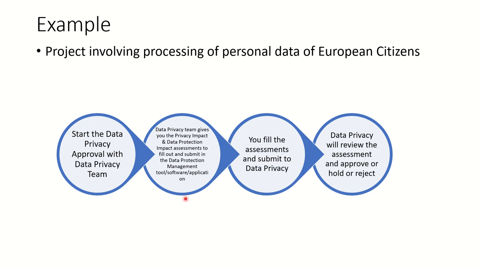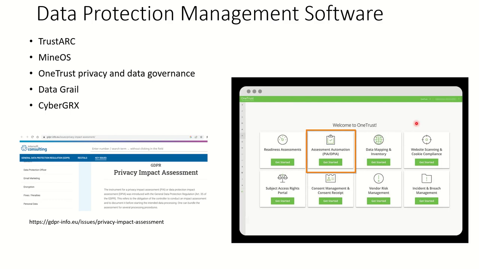So let's take an example that you are involved in a project where processing of personal data of European citizens is required. In that case, this is how the workflow will look like. You will start the data privacy approval with the data privacy team. You will either reach out to them through your organization's ticketing system or the email system and contact the data privacy team for approval. You will let them know that you have a project in place which will process the personal data of European citizens, and then the data privacy team will give you access to this tool that they have.